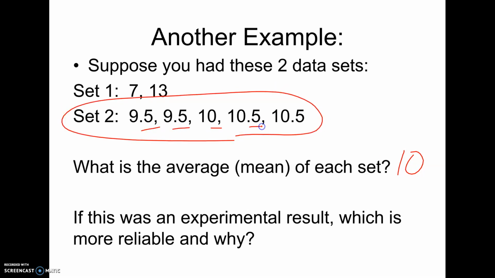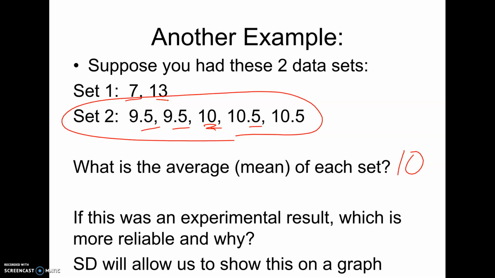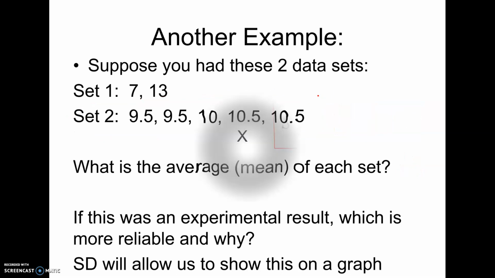One, we have more data. That's always a bonus, right? And number two, the data is really clustered. All the numbers are super close to 10. Whereas here, yeah, the average is 10, but these are two kind of distant numbers. So this is something that standard deviation would allow us to see more clearly on a graph, rather than just seeing this graph, set 1, set 2, and they're both at 10. If we add standard deviation error bars to this, we're going to be able to get a better idea of what that average really represents.